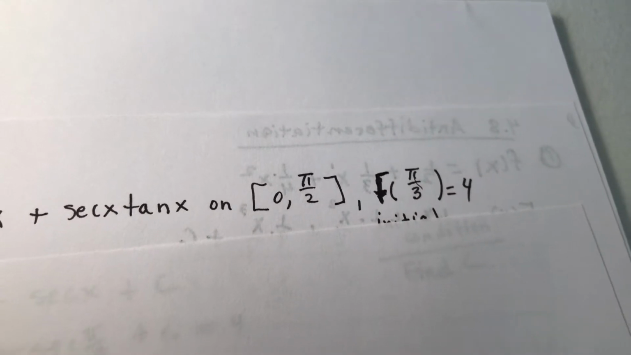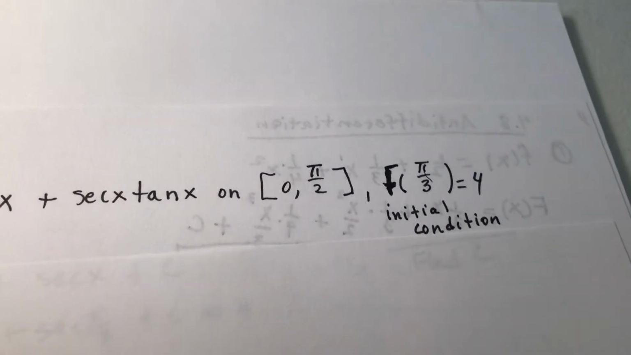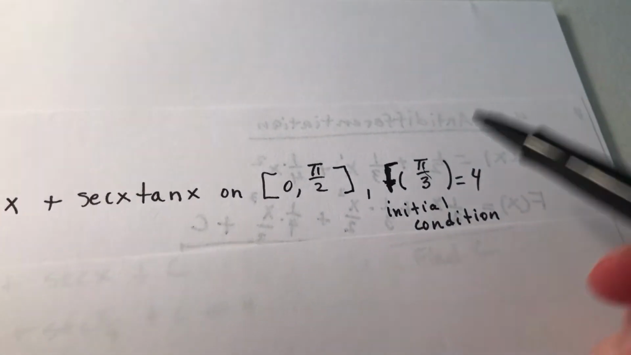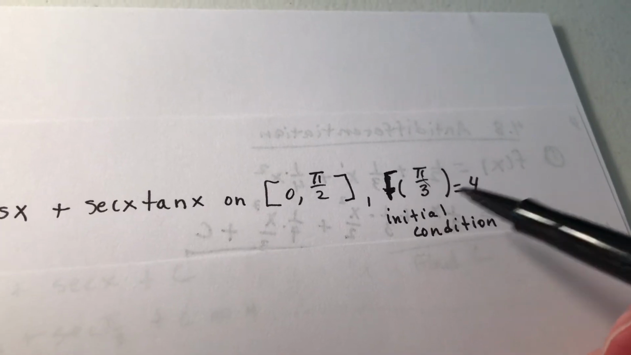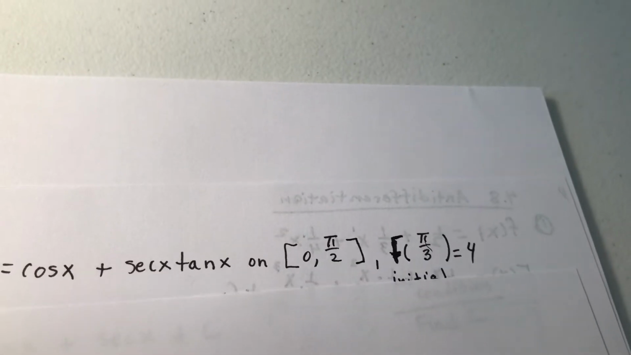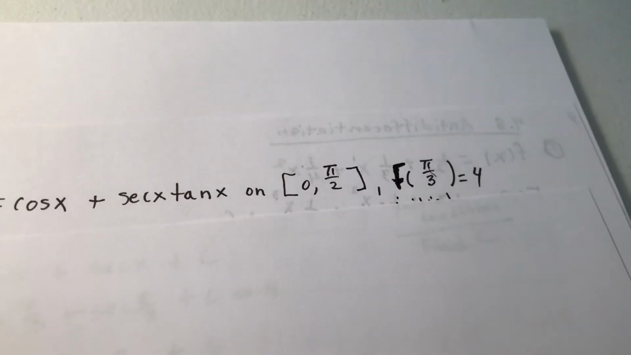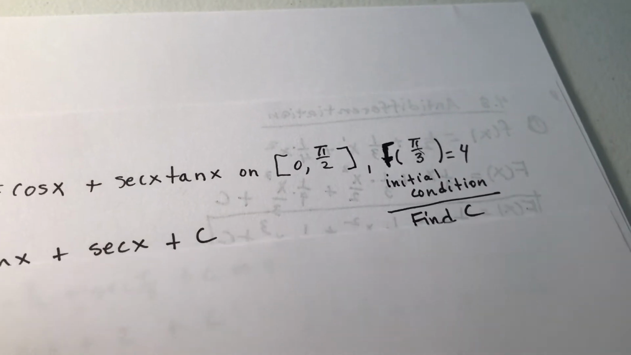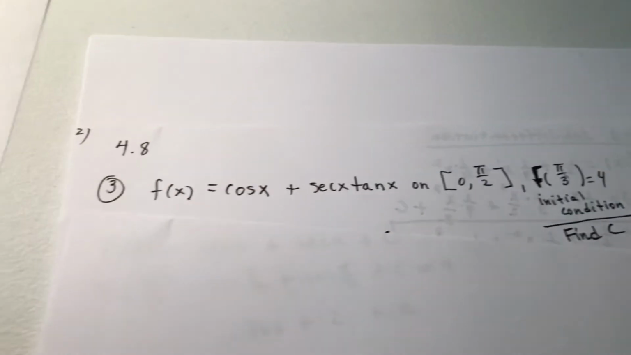Now, this is called an initial condition. I know in science, initial condition is usually at t equals 0. This is given as t equal pi over 3, or x equal pi over 3 is our initial condition. And this is the capital F. I had to correct that. Okay, the antiderivative. And what that does is it helps us find c in the plus c of our antiderivative.